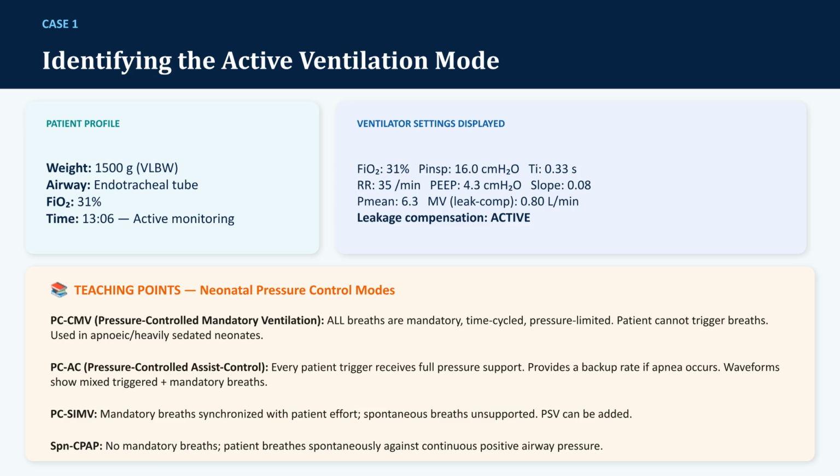PCAC, pressure-controlled assist control. Every patient trigger receives full pressure support. Provides a backup rate if apnea occurs. Waveforms show mixed triggered plus mandatory breaths. PCSIMV, mandatory breaths synchronized with patient effort. Spontaneous breaths unsupported. PSV can be added.